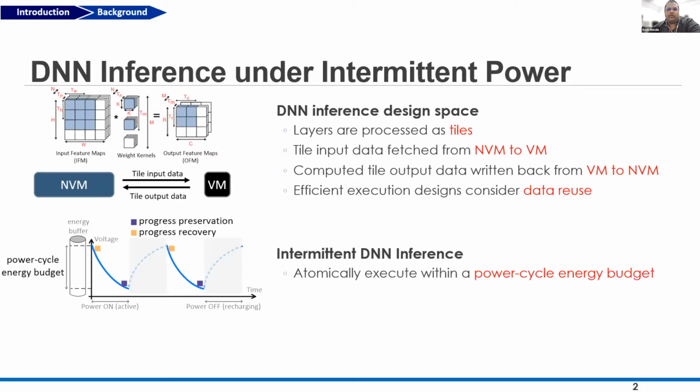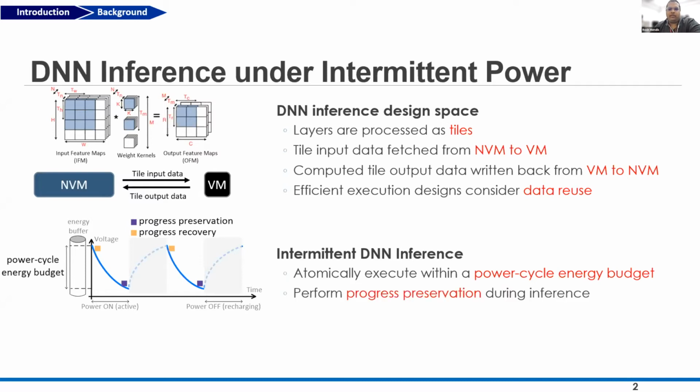Intermittent systems execute using the harvested ambient energy in an energy buffer, such as a small capacitor. This essentially defines the energy budget of a power cycle. And upon power failure, the volatile data and the state of the system is lost.